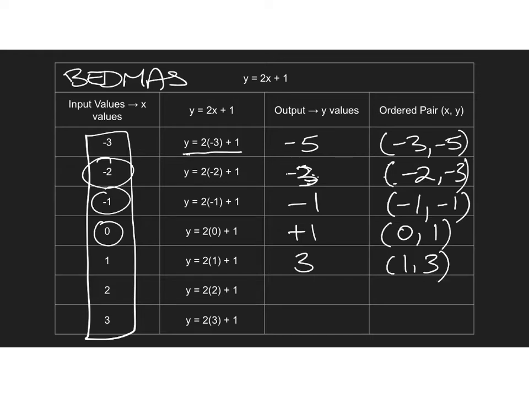On the next one here, 2 times 2 is 4 plus 1 is 5. So our ordered pair is 2, 5. The next input value that we're choosing is 3. So 2 times 3 is 6 plus 1 is 7. So our ordered pair is 3, 7.